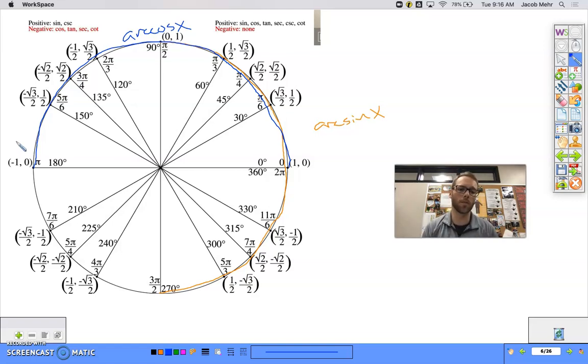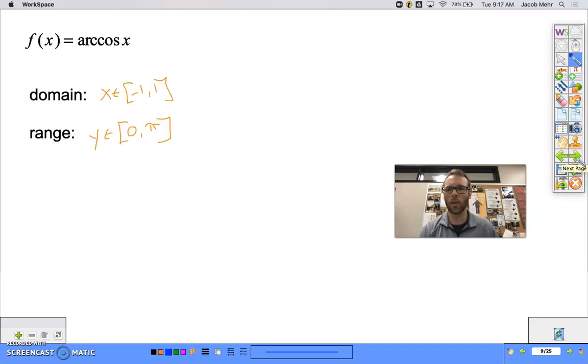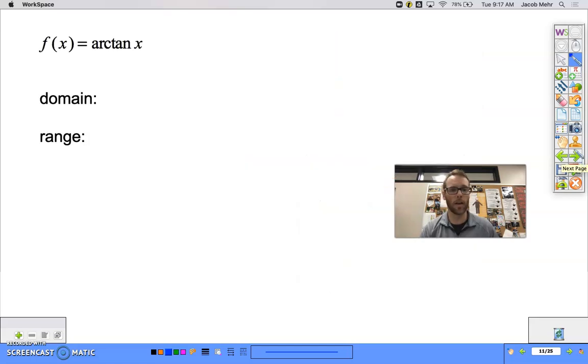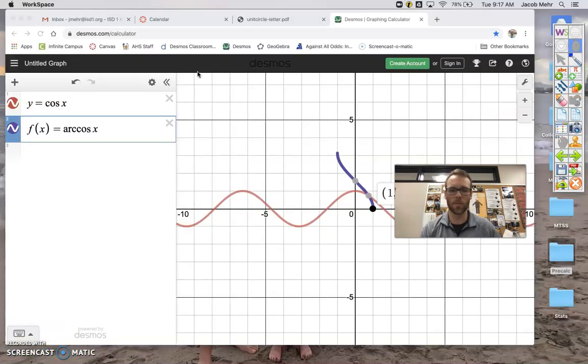And I would suggest, if you haven't done so already, get out your unit circles, and figure out a way to maybe color code it kind of like I am, showing that arc sine is the right half of the circle, arc cosine is the top half of the circle. All right, so we have one more to go here. We need to look at arc tangent. So let's head to Desmos.